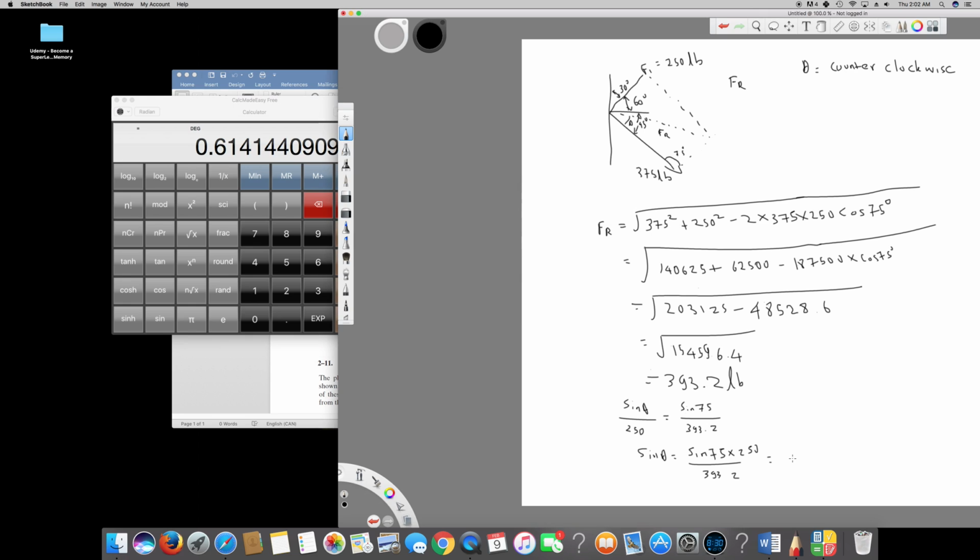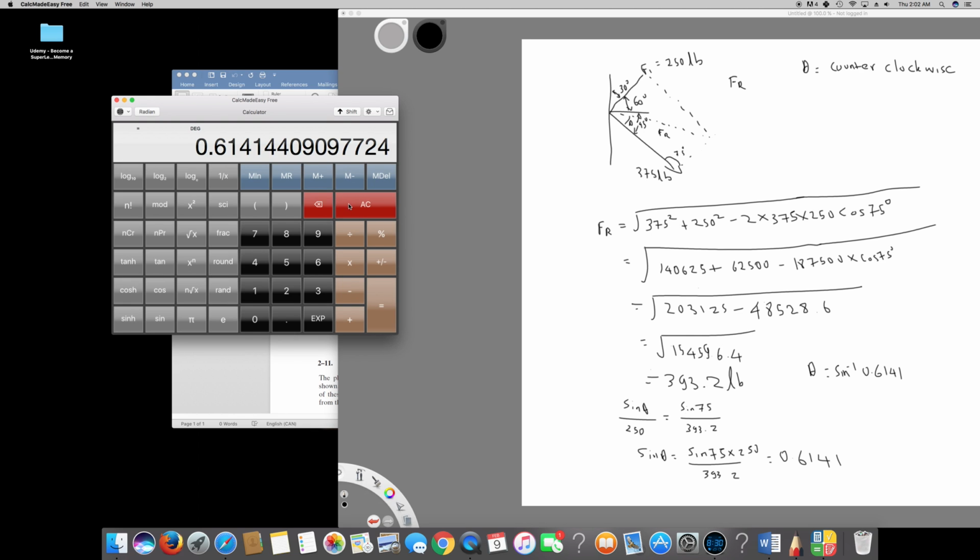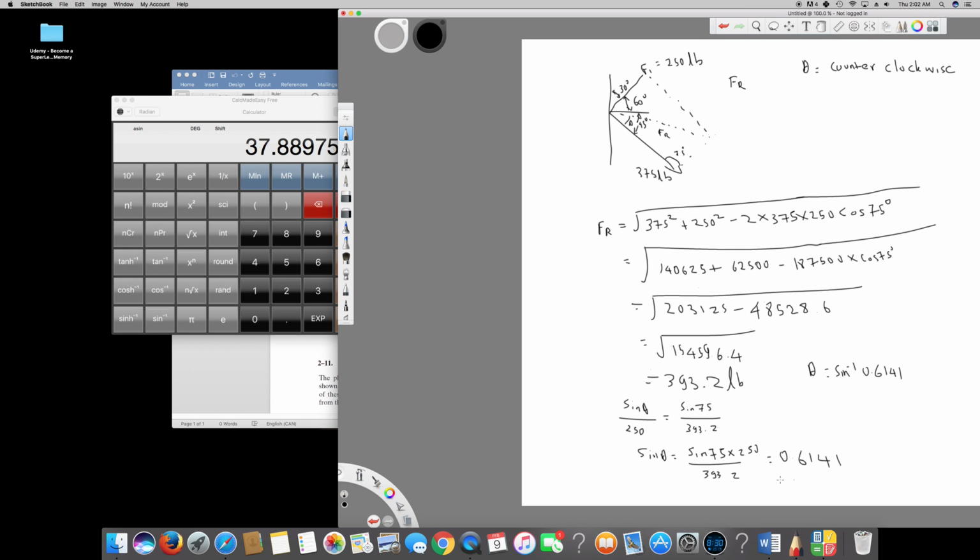If I inverse that, theta is going to be sine inverse 0.6141. So if I inverse this, what's going to come? So let's see. Shift, sine inverse is going to be 37.9 degree. So theta is equal to 37.9 degree. We are not done yet.